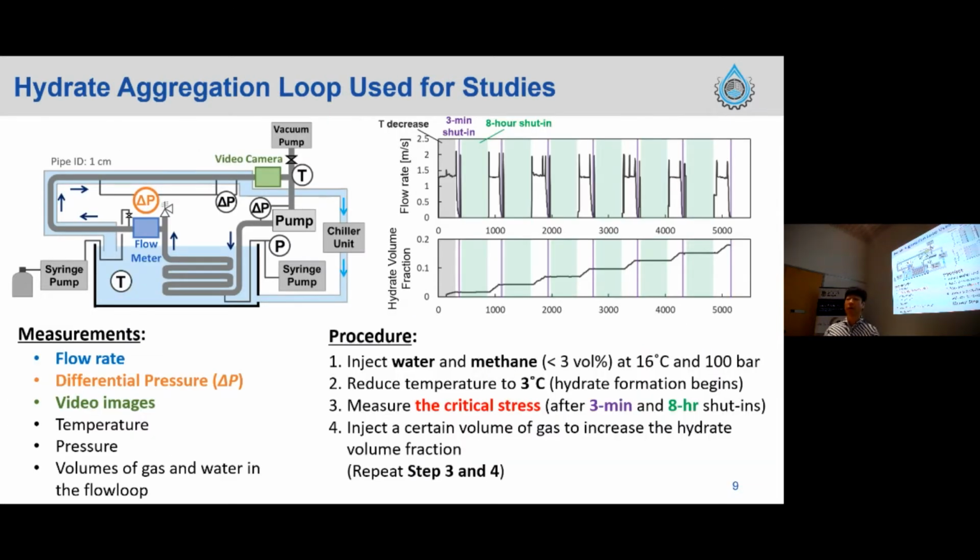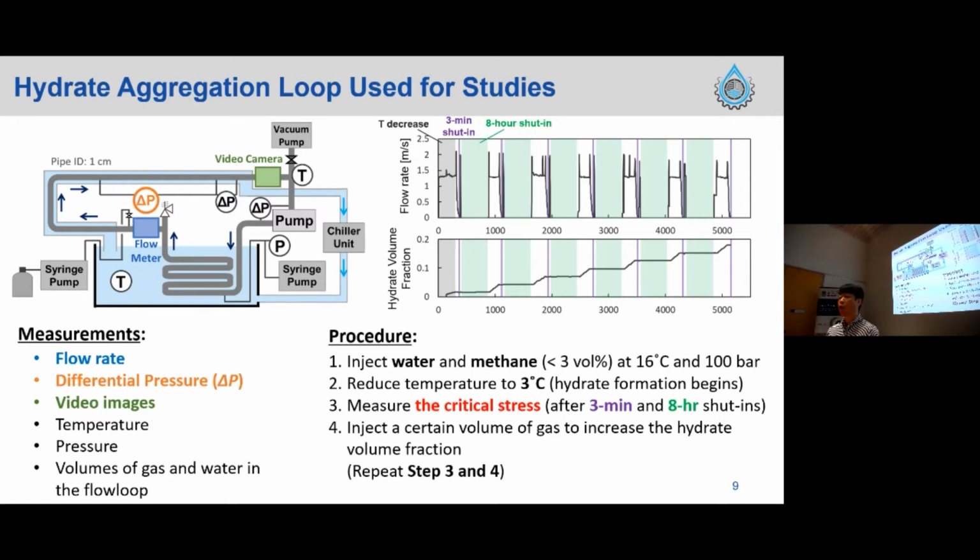So this is the flow loop used in this study, called the Hydrate Aggregation loop. The key equipment of this flow loop in this work is a flow meter, a differential pressure gauge installed in a horizontal section, and an inline video camera.